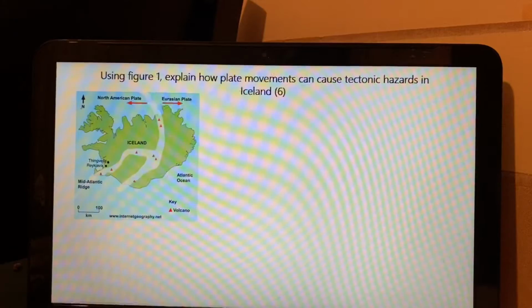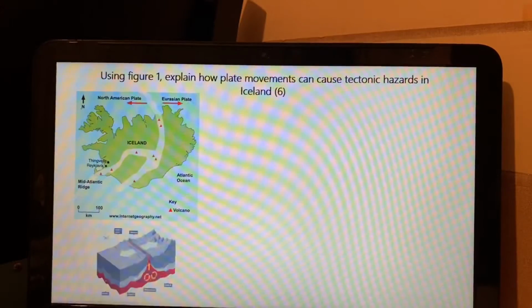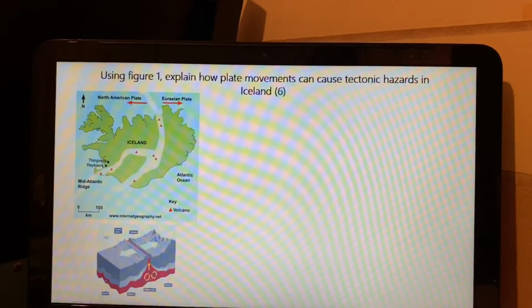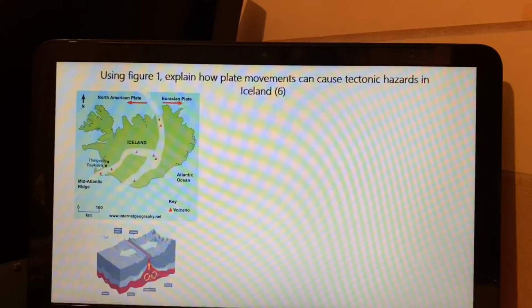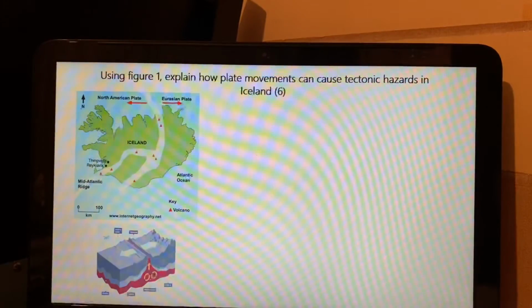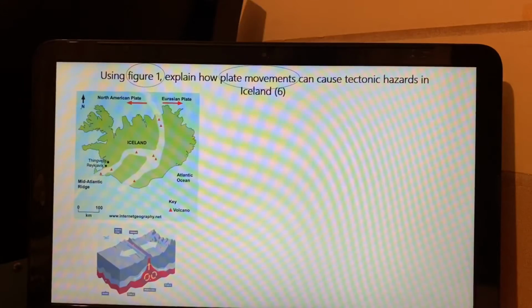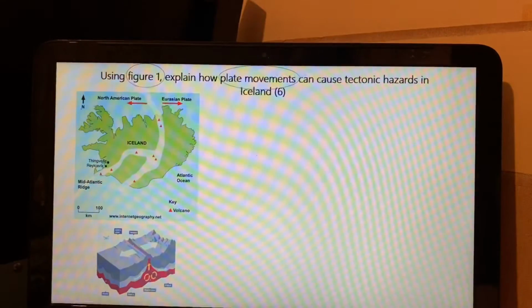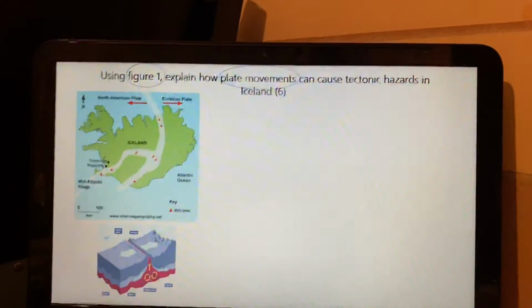Here we can see an image of 2 different plates, and we've got a little diagram there to help us. We're going to mainly use that first image. You can see that there's 2 plates moving away from each other. If you look at the focus of the question, you obviously have to use the figure, and when it says plate movements, we're thinking about the 2 plates that are moving away from each other, which you can see from the image, North American plate and Eurasian plate.